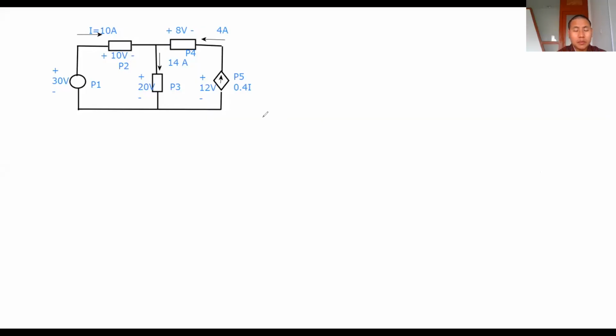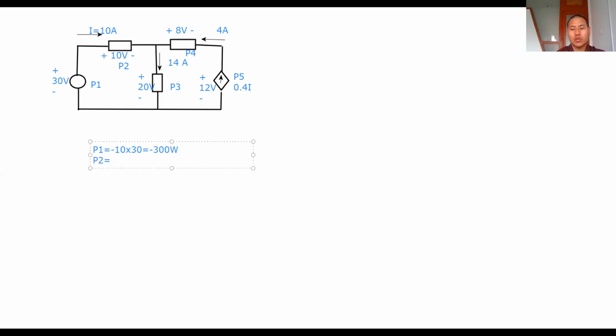To solve this one, I have written the network here. Let's calculate P1. For P1, the current I is entering from negative to plus. If you check the current direction, it is going from here to here, which means it's entering from negative to plus. So we have negative 10 times the voltage here, 30 volt, which gives negative 300 watt.